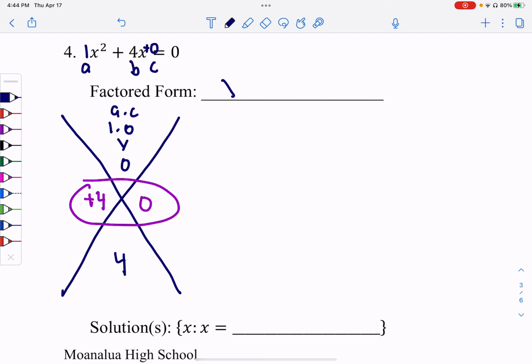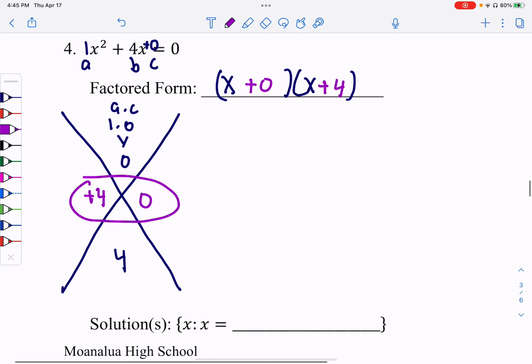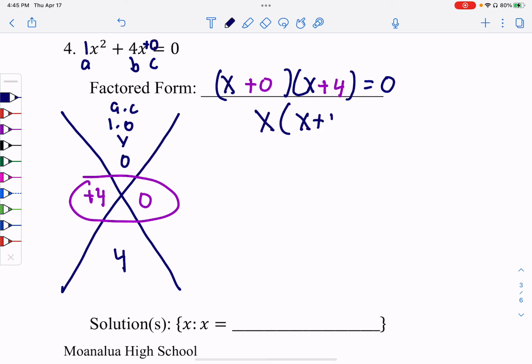So we got x plus 0, x plus 4 equals 0, like that. Right? So you don't really need to write the 0. You could actually just write it as x parentheses x plus 4, like that. Because you don't need the plus 0. So you can leave it separate.